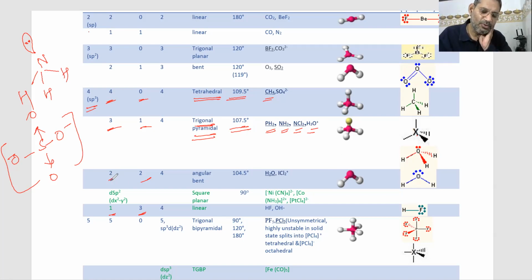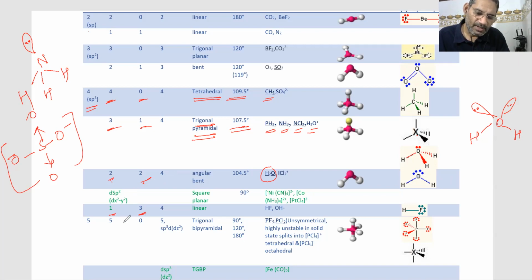Then 2 plus 2, 2 bond pairs and 2 lone pairs. That example is H2O, and the shape will be like this. These two lone pairs, bent or V-shaped. Fine. So 2 plus 2 is over.